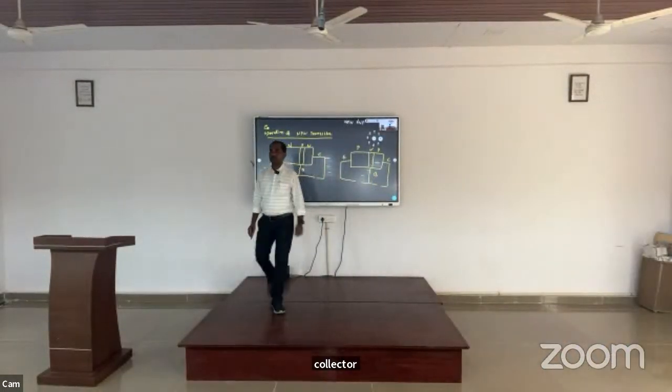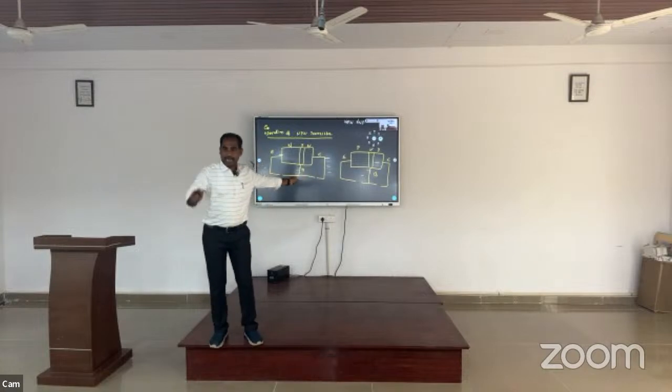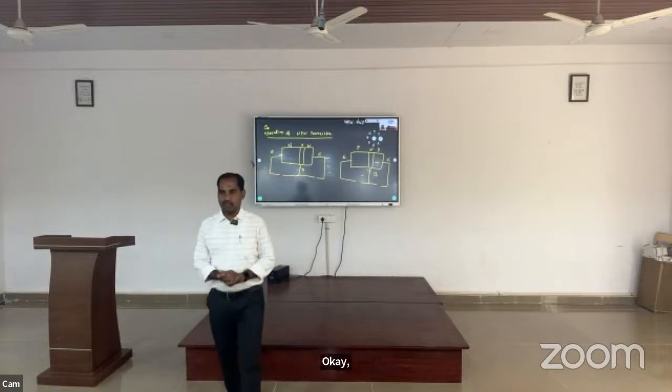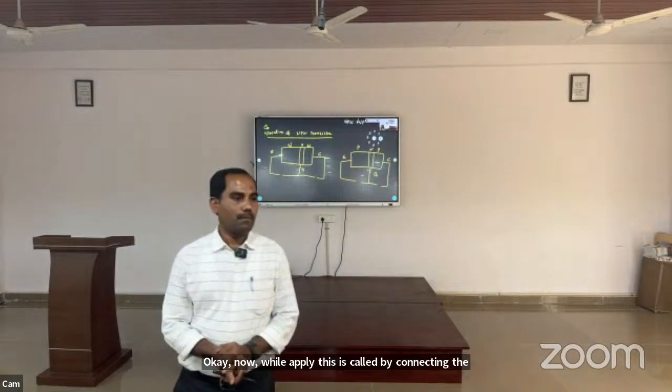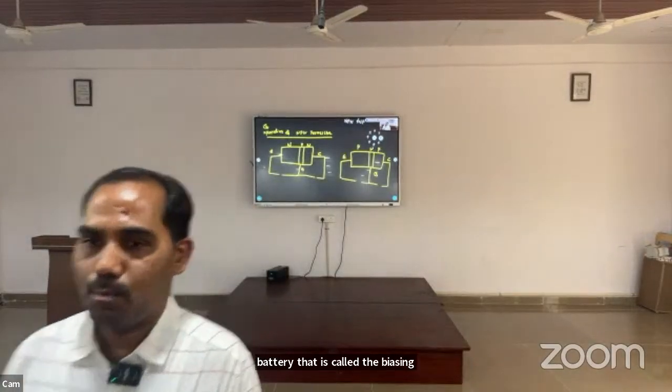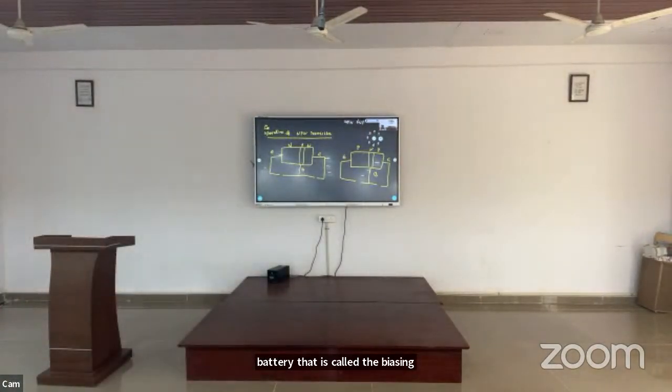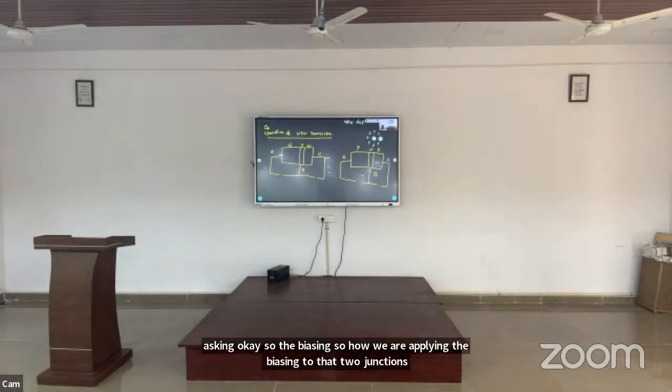Okay, now, while applying this by connecting the battery, that is called biasing. So how are we applying the biasing to the two junctions? The first junction, the emitter base junction, should be forward bias.